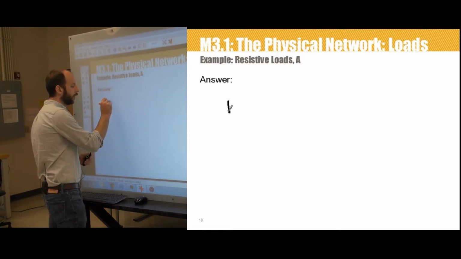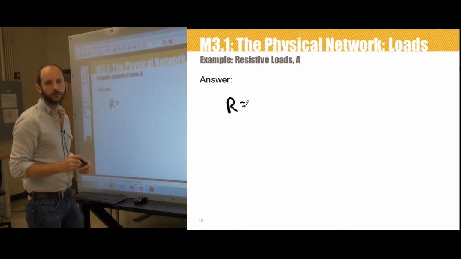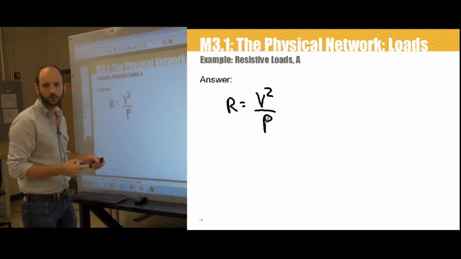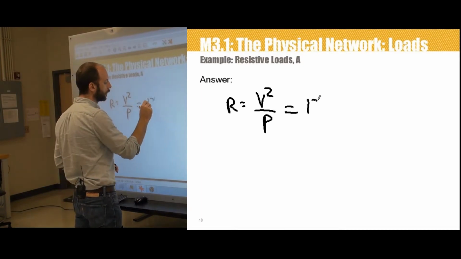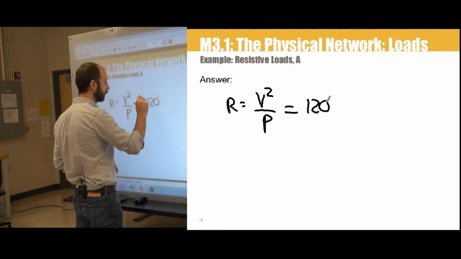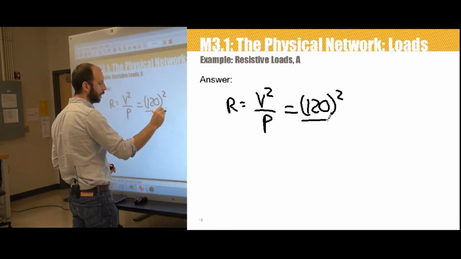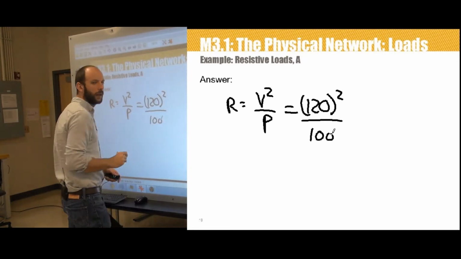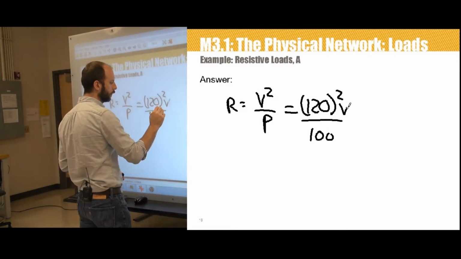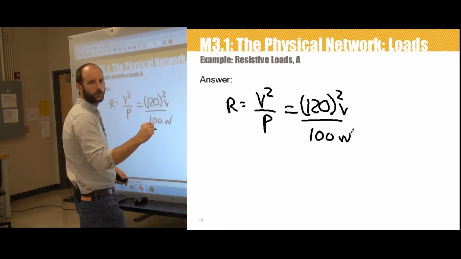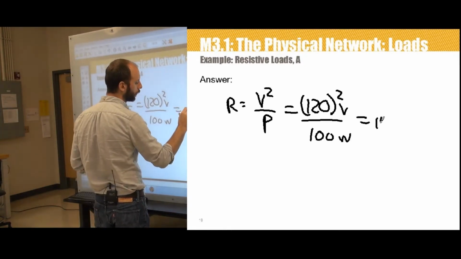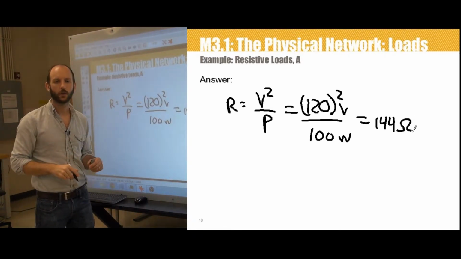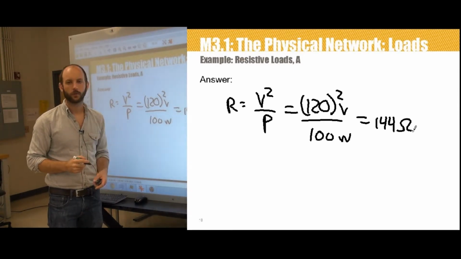So we've got R is just equal to V squared over P. Right, that's our power formula, rearranged to solve for resistance. It's 120 volts RMS. It was a 100-watt light bulb. That should be volts squared, but you know what I'm doing. Equals 144 ohms. So the resistance R of that 100-watt light bulb is actually 144 ohms.